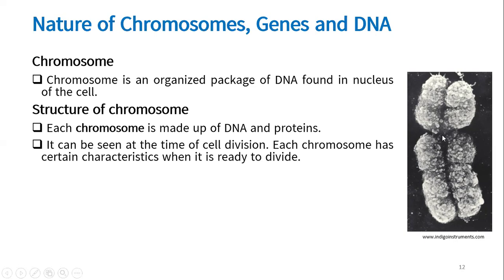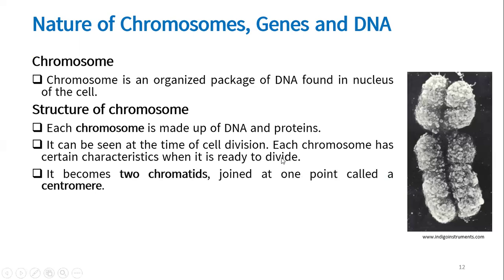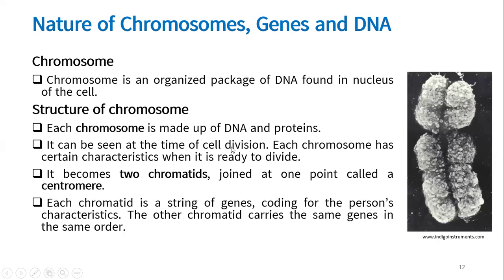Each chromosome has certain characteristics when it is ready to divide. It begins as two sister chromatids. So we can see here two sister chromatids joined at the point called the centromere. Here, the centromere. These are two sister chromatids. Each chromatid is a string of genes coding for the person's characteristics. The other chromatid carries the same genes in the same order. Those are two sister chromatids, so they are genetically identical.